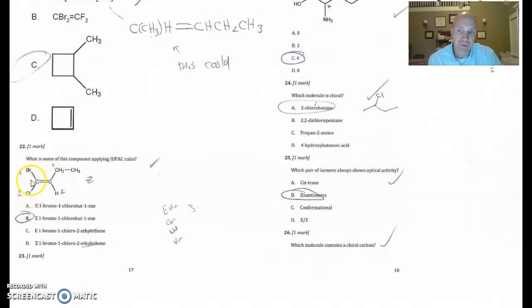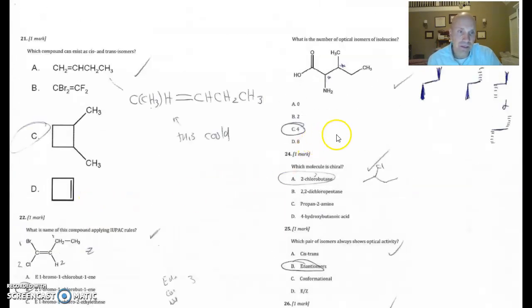All right, so we're going to rate these. The bromine has a higher mass than the chlorine. This carbon has a higher mass than the hydrogen, so that's your high priority, that's your low priority. And you can see that the high priority groups are on the same side, so that makes that B.